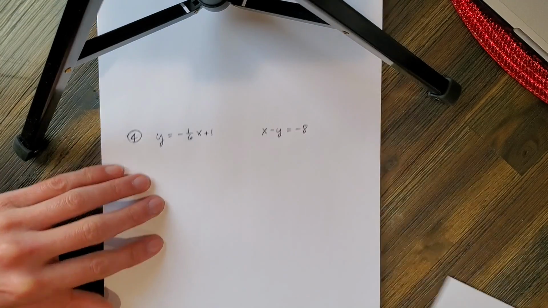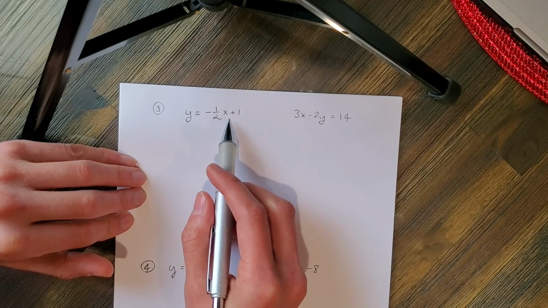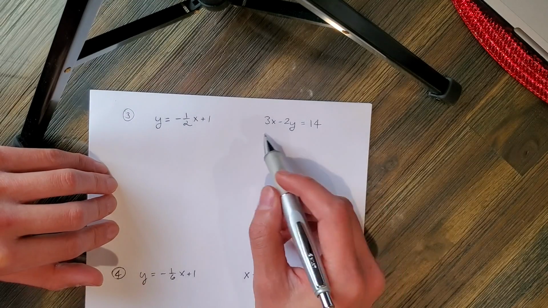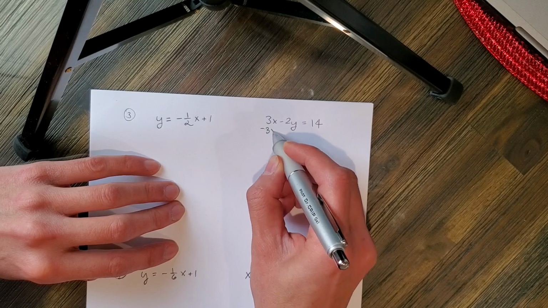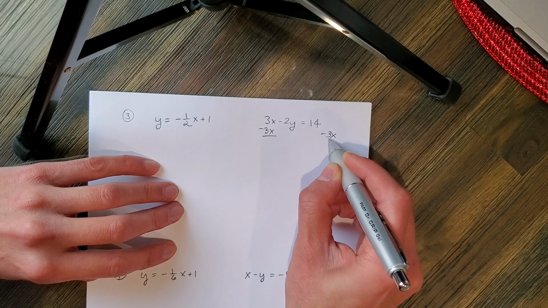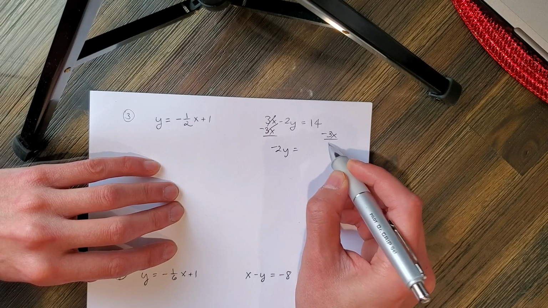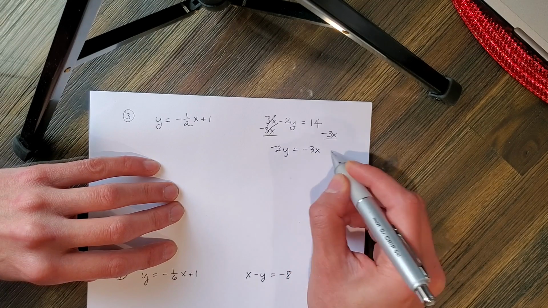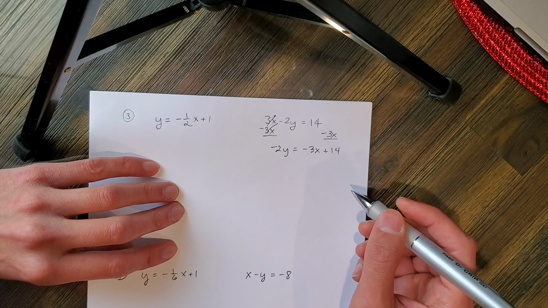Getting the hang of this? We got two more. Take a look at this one here. Y equals negative 1 half x plus 1. And then this one has a little bit more numbers, more steps. Okay, so let's go ahead and subtract 3x. Always subtract the x term first. And so we have negative 2y equals, I'm going to write the x term first, negative 3x plus 14, because that 14 is a positive.